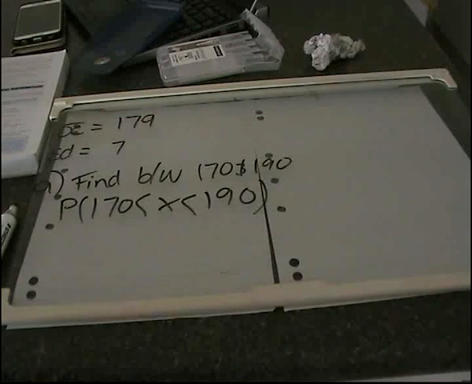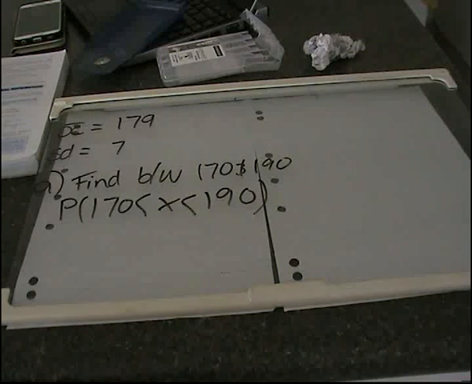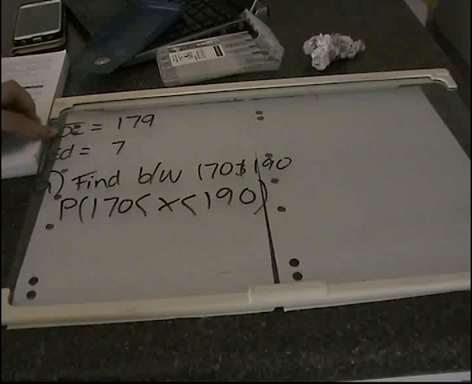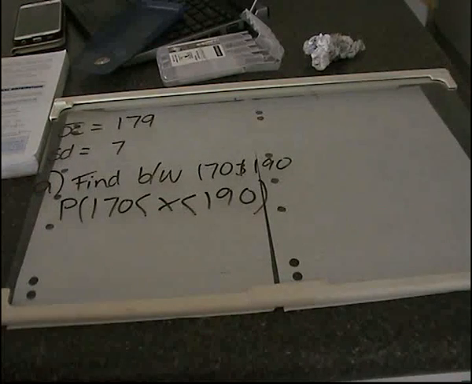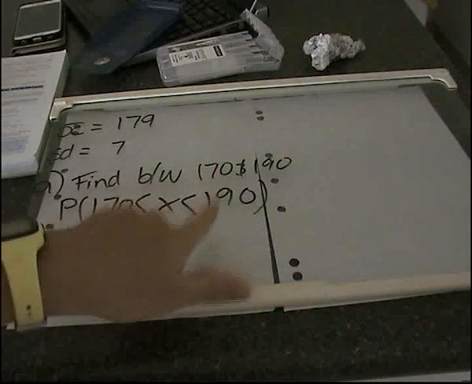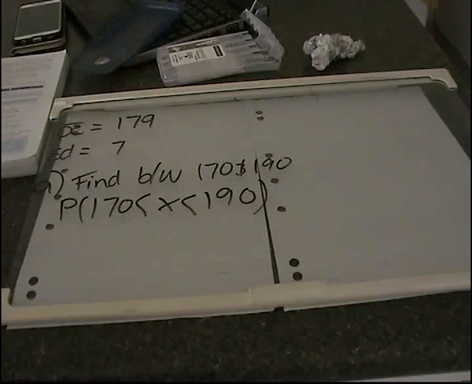All right, so we're now going to look at how to use our calculator to help us find different distributions. We always need 4 numbers. We need our mean, our standard deviation, and then we need 2 numbers to find between. Sometimes we'll be asked to find greater than or less than, but for the moment we're going to have 2 numbers and how we find between them.